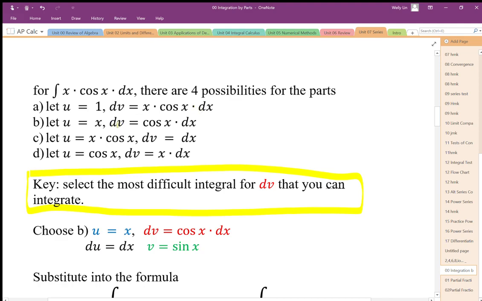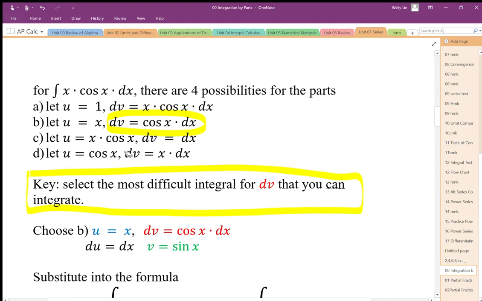What about this dv? Well, this dv, yeah, I know how to integrate this. That's cos x. I know how to integrate this. I'm just going to maybe mark that one. What about this one? So u is x cos x and dv equals dx. Well, that's really easy. I can integrate that, no problem. But that doesn't really help me out because I need something that's hard to integrate that I can do. This one's harder, so I don't want to choose that one.